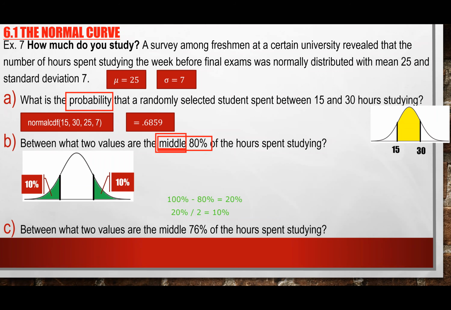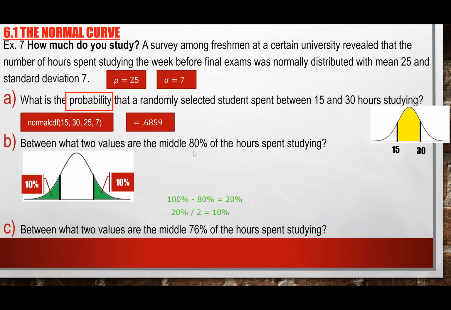Because I know 10% and 10%, that's 20%, and 20% plus the middle 80% will give me the total of 100%. So that is the reason why I need to divide it by 2, because I have two sides. They give me the middle.